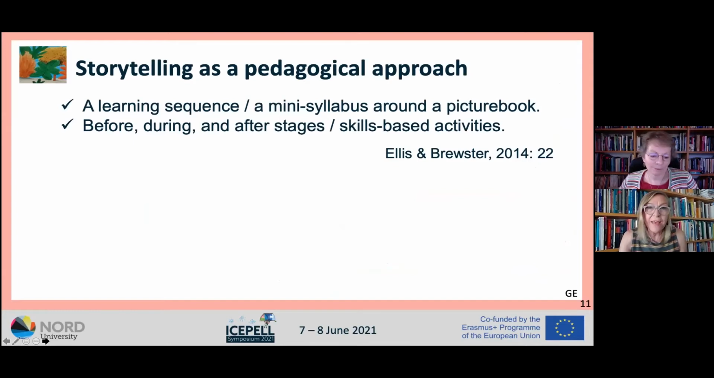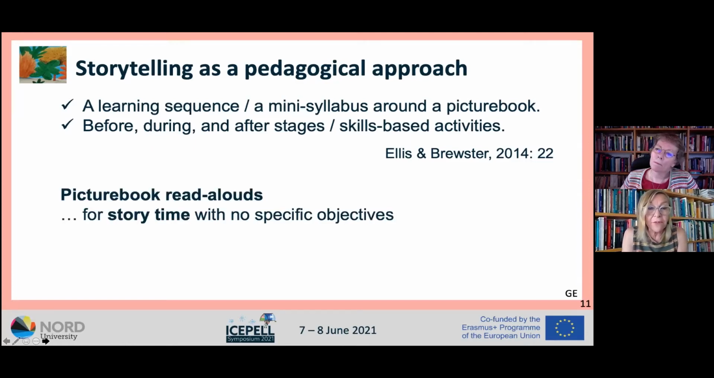Okay, so the term storytelling is also used to refer to a pedagogical approach to language teaching, which involves the planning of a learning sequence in the form of a mini syllabus around a picture book, and it incorporates the before, during, and after stages that are usually associated with skills-based activities. However, picture book read-alouds may or may not be part of a storytelling approach, as picture books can be read aloud in class for different reasons. First of all, for story time, where the focus is on enjoyment and the shared social experience with no specific objectives, but which naturally contributes to children's language and literacy development.